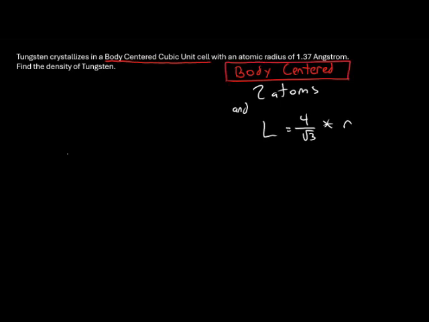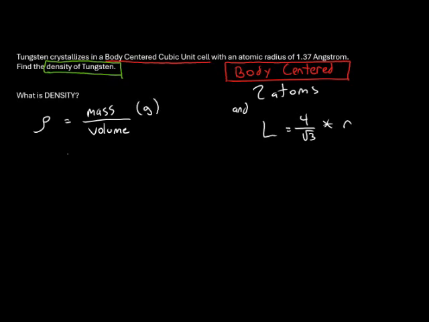Now that we've gathered this information, let's remind ourselves that our goal is to find the density of this tungsten. So let's remind ourselves of the meaning of density. Now, density is usually represented with the Greek letter rho, which is this strange-looking P, and it's mass divided by volume. The mass must be in grams, and the volume must be in centimeters cubed.